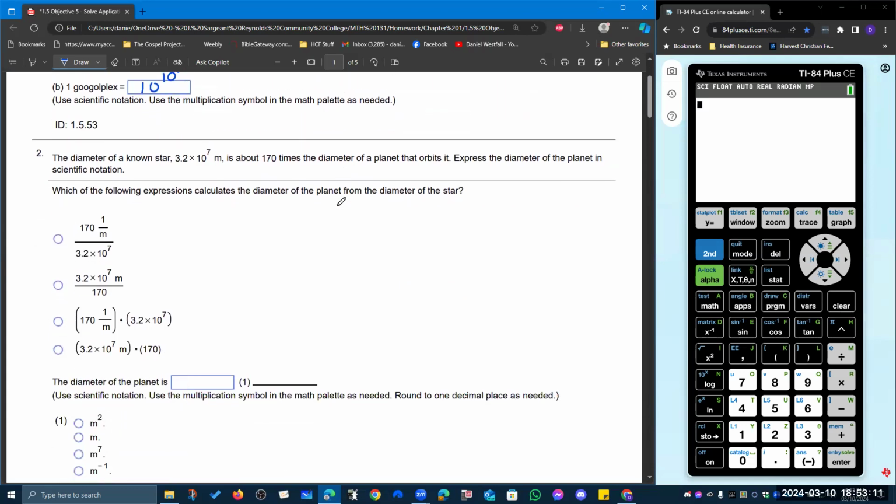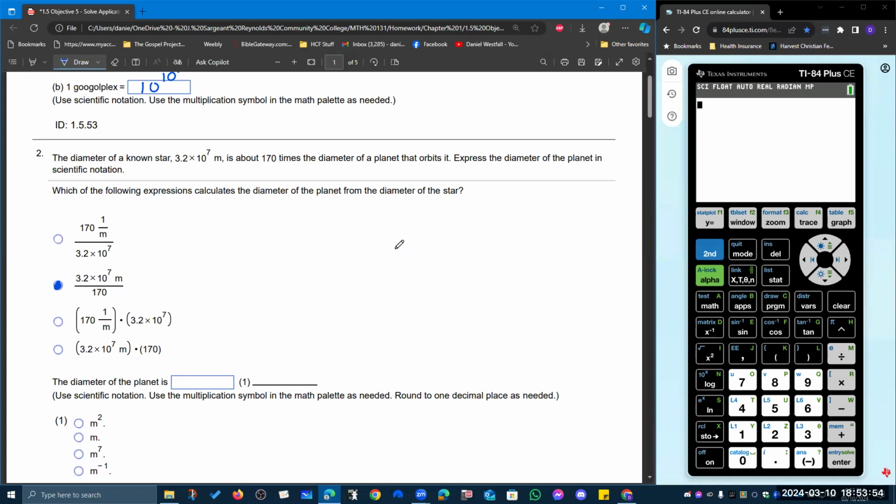The diameter of a known star is 3.2 times 10 to the 7th meters, and is about 170 times the diameter of a planet that orbits it. Express the diameter of the planet in scientific notation. So we're going to take the 3.2 times 10 to the 7th meters and divide it by 170 here.